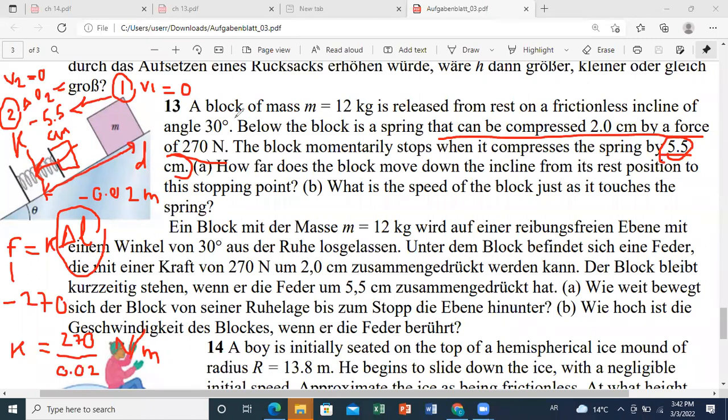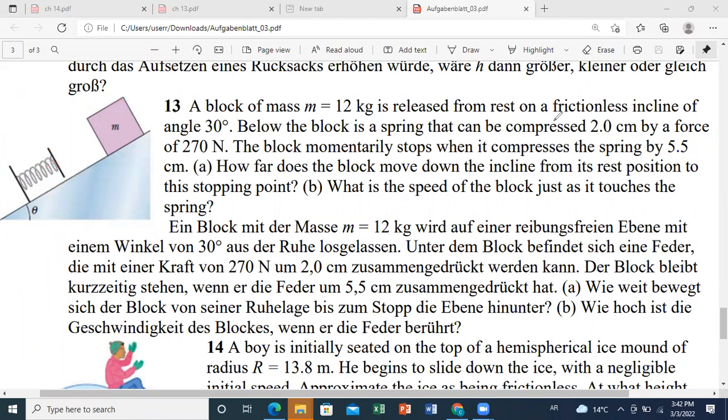So all you have to say is, let me apply conservation of mechanical energy, because they said that the surface is frictionless. There is no friction acting on my block. So I can just say between state 1 and state 2, where my block will stop, I can just write that kinetic energy at state 1.